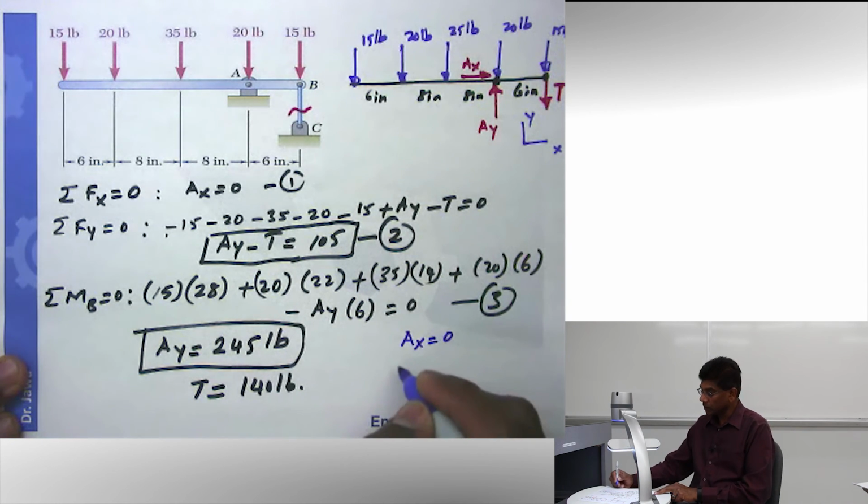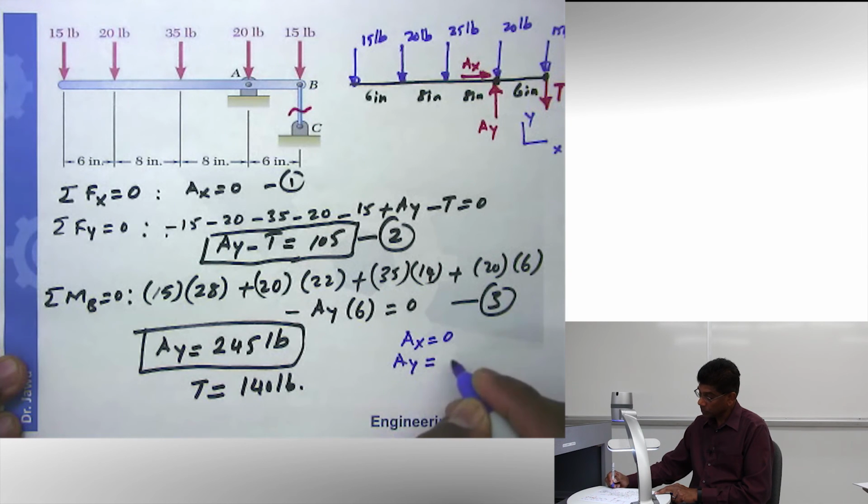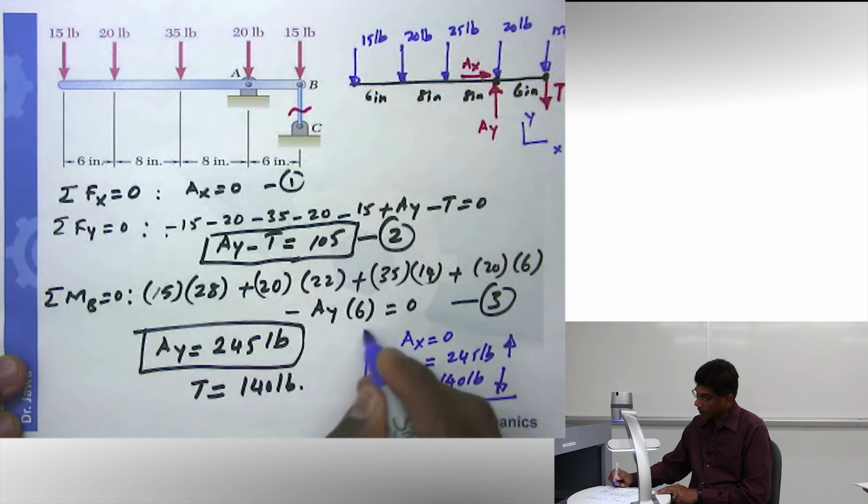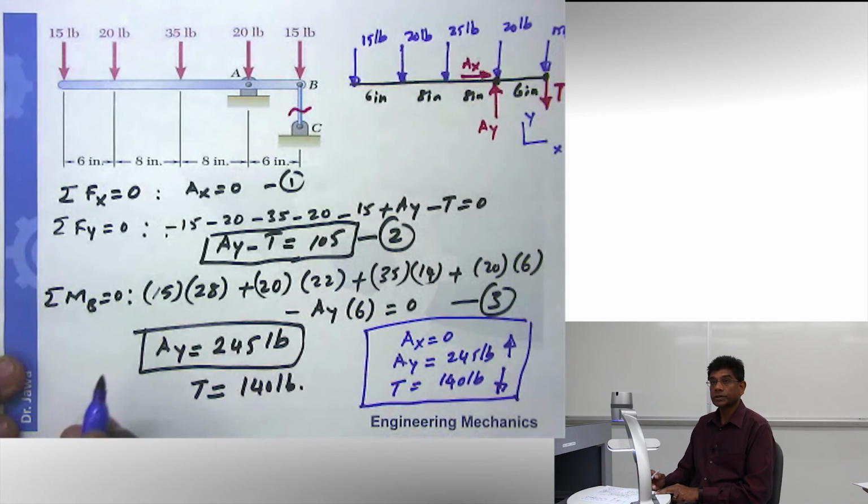A sub x is equal to 0. A sub y is equal to 245 pounds, and the direction is this. Finally, tension is equal to 140 pounds, and it is going to be in this direction. And here is my answer.